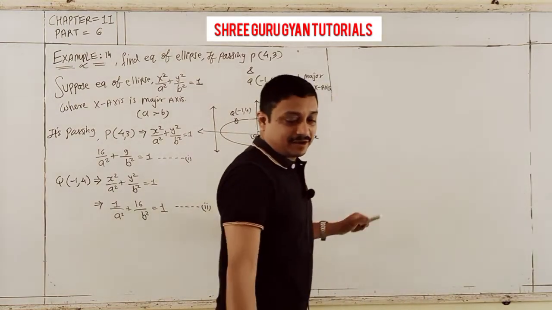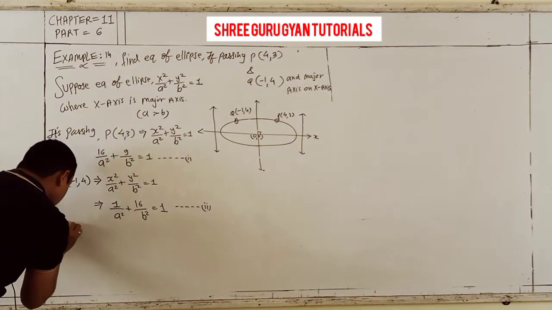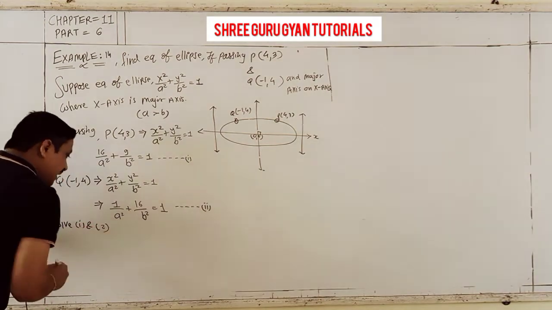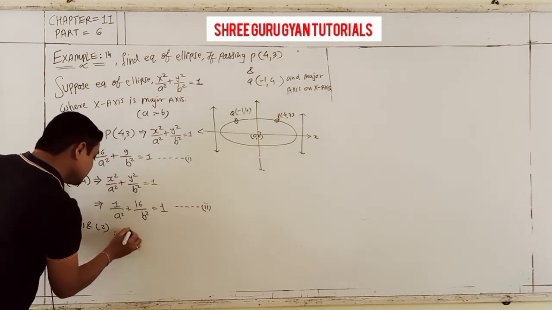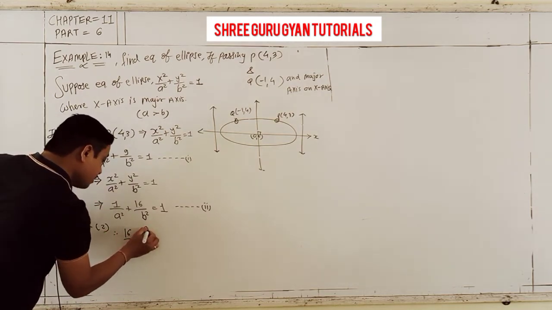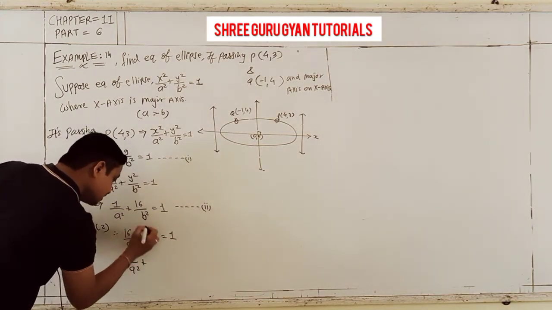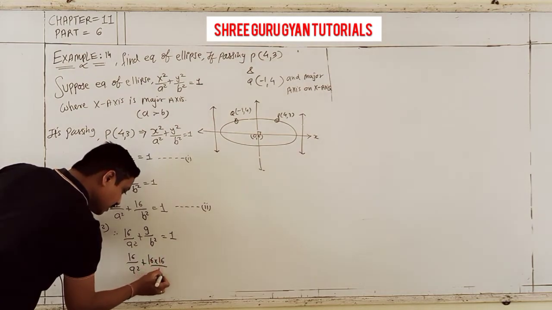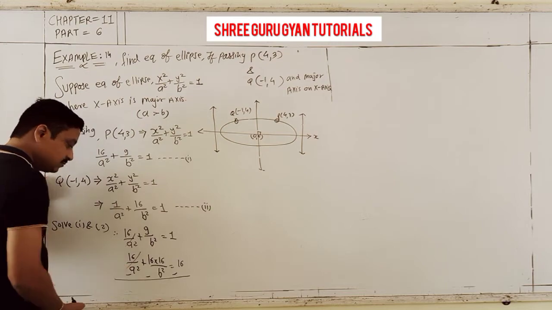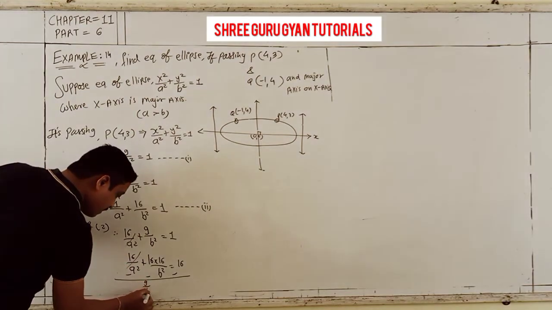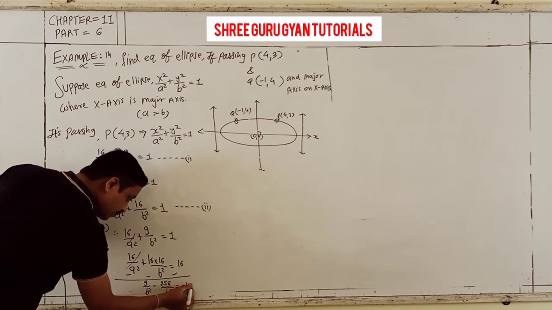So simple, apply. I will solve equations 1 and 2 here. Solve 1 and 2. I just multiply by 16. The 16 cancels, so the same: 16 by a square, 9 by b square, equals 1. Here 16 times 16 by b square, and here 16 minus minus minus. This cancels. Here 9 by b square, 256 by b square is equal to minus 15.